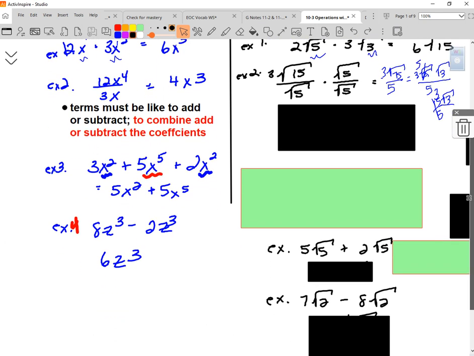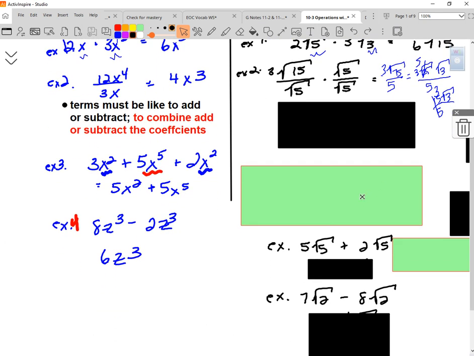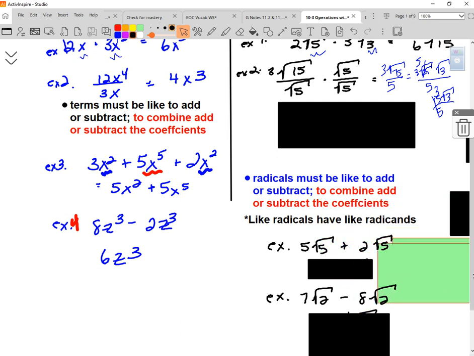And it's the same way with like radicals. Like radicals means they have to have the same number under the radical. Like radicals have the same radicands. The number under the radical is the radicand. If you don't like that word, you can write number under the radical. Like radicals have the same number under the square root.